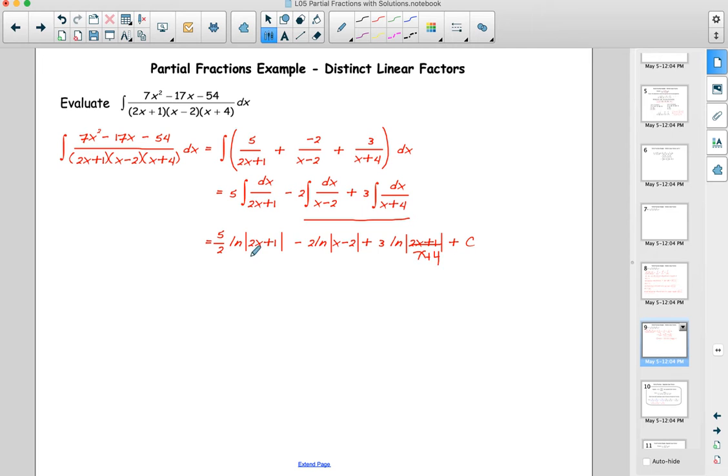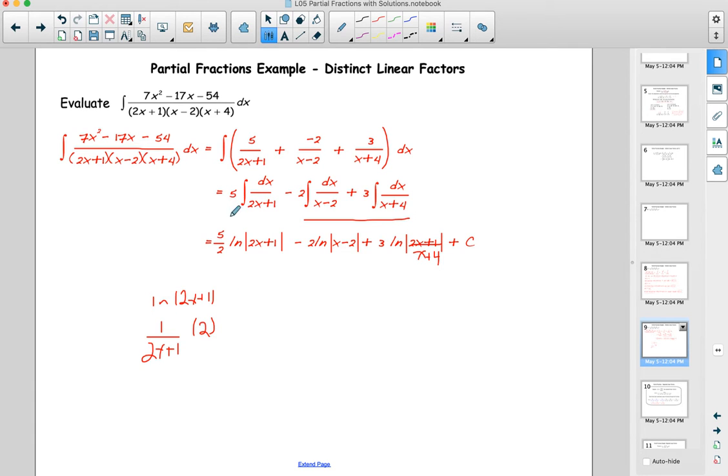Now this one is a bit tricky because we're taking the ln of a linear factor that isn't monic. If I were to take the derivative of the ln of 2x plus 1, I would get 1 over 2x plus 1. But then I'd have to multiply by the derivative of 2x, which is 2. So I'd have an extra 2 there.